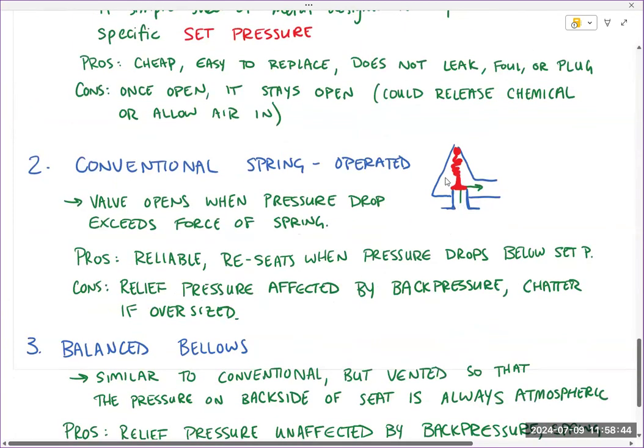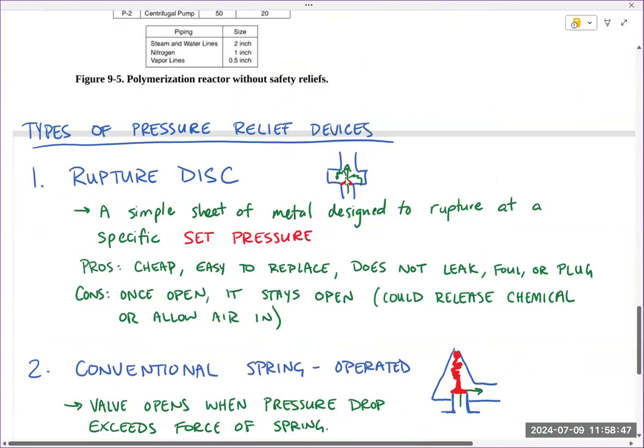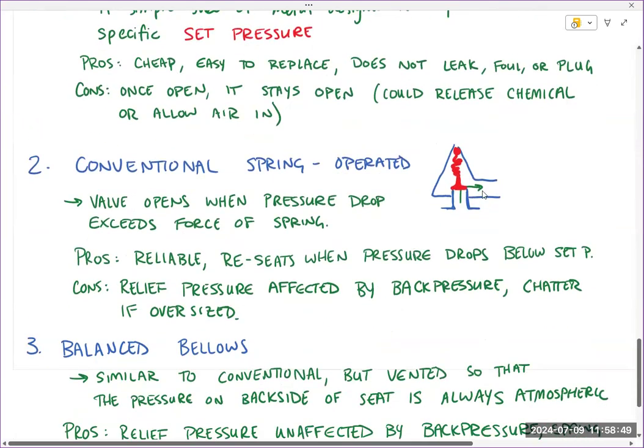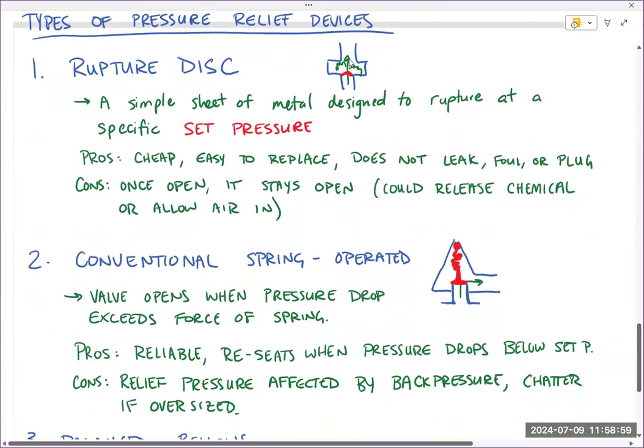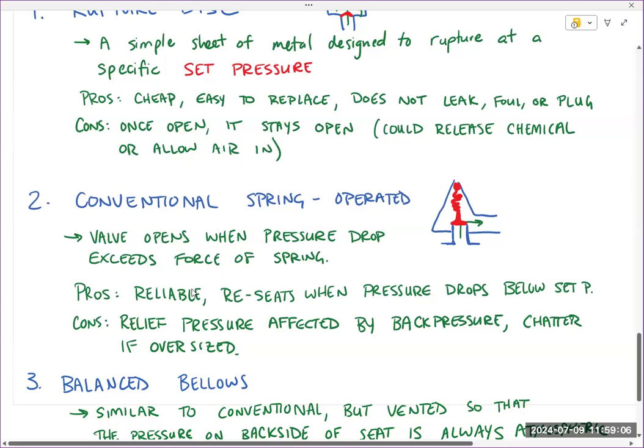And another benefit here, I guess you have the same benefit with the rupture disc, is that you can route this to some sort of pipe to a secondary containment system. So it's not like it's open. It's a little bit more complicated, I guess, for the rupture disk case to have that in a pipeline. Oftentimes you see ruptured disks just discharging to the environment. The pros of the conventional spring operated is that it's reliable. Again, it's going to reseat when the pressure drops back below the set pressure. However, these tend to be a bit more expensive, just a tad more complicated than the rupture disk.